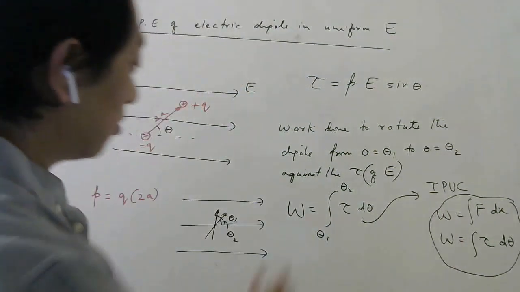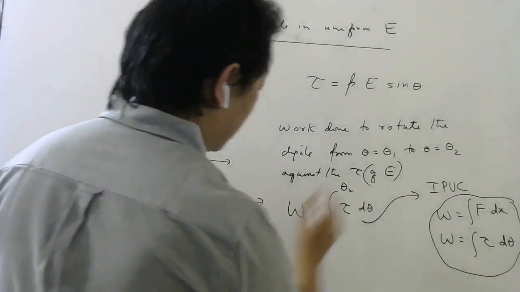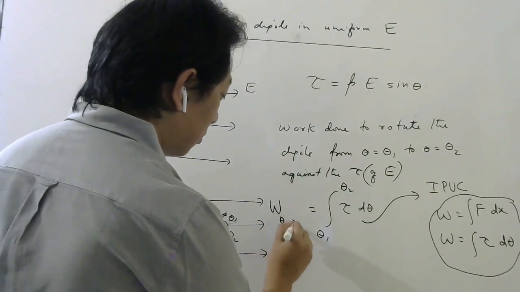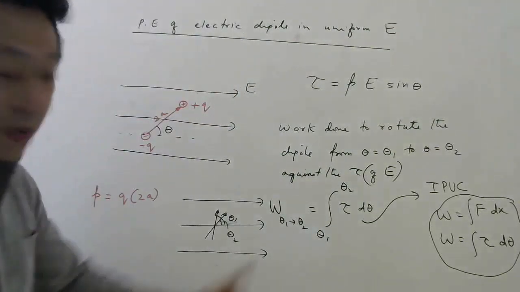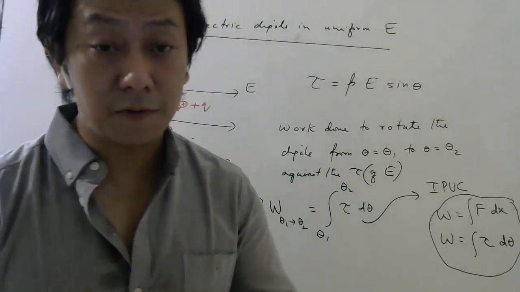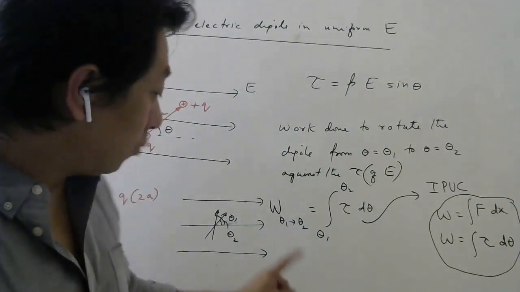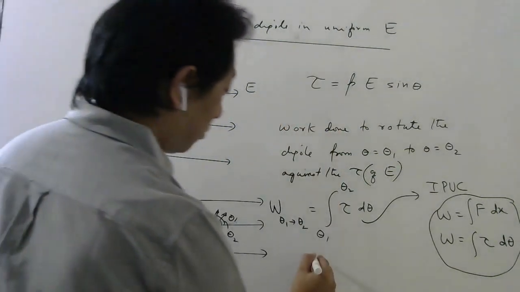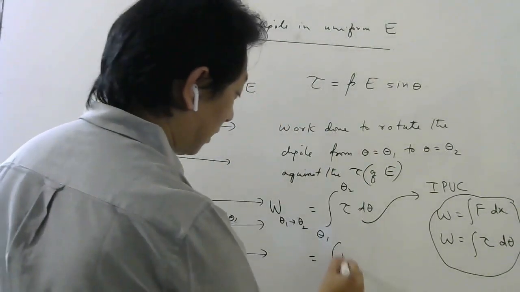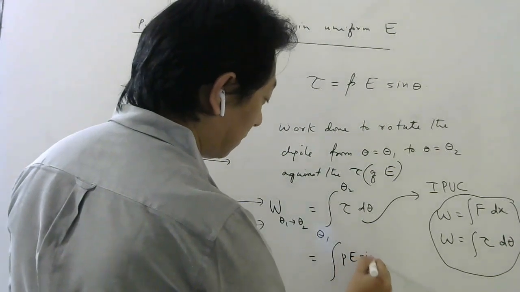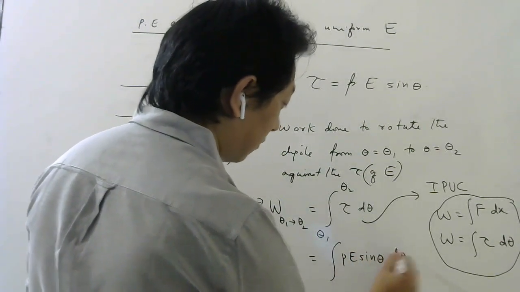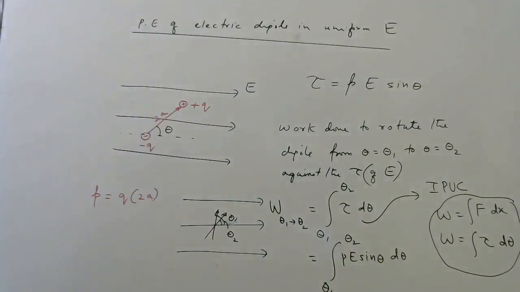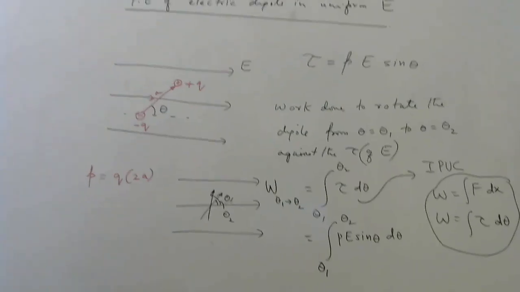Okay students, come back here. So this is the work done to rotate the dipole from theta 1 to theta 2. Let me write it this way, so that in the exam, if they say from 30 degree to 60 degree, you will know theta 1 is 30 degree and theta 2 is 60 degree. Now let us substitute the torque, which is PE sin theta, into d theta from theta 1 to theta 2. Now I have to do the integration.